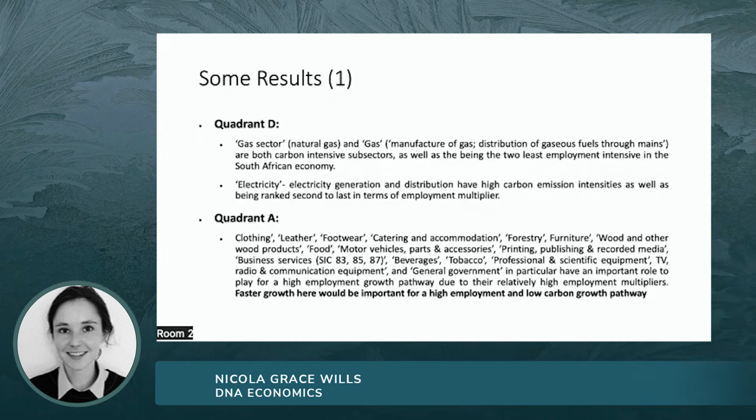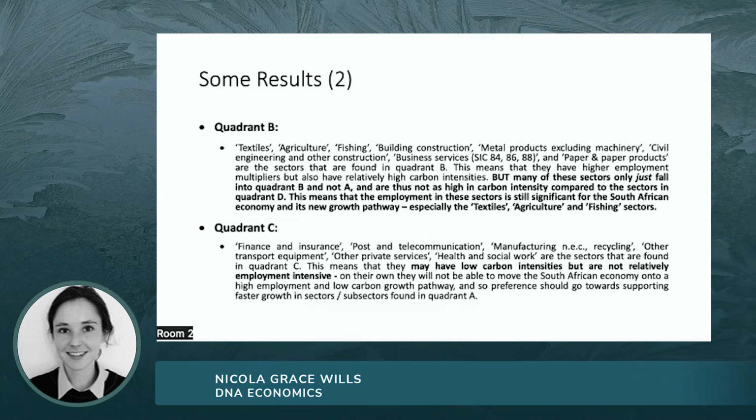And then also, if you go on to the next slide, quadrant B is obviously not as good as quadrant A, but it was quite interesting because if you remember the bottom right hand corner, if you looked at their employment intensities, they were just below the threshold of being in A. So they're also pretty good ones. The three significant ones were textiles, agriculture, and fishing.